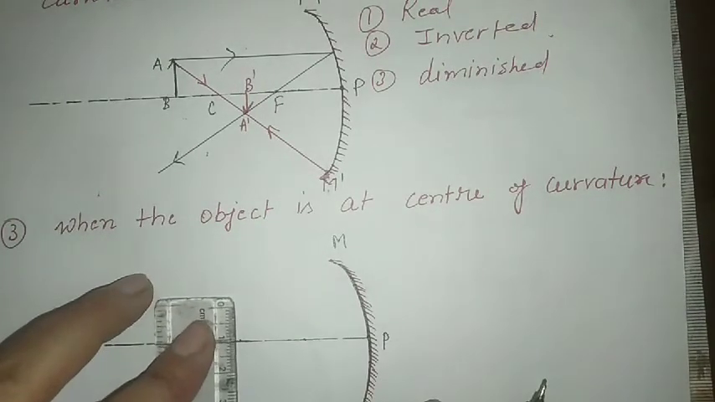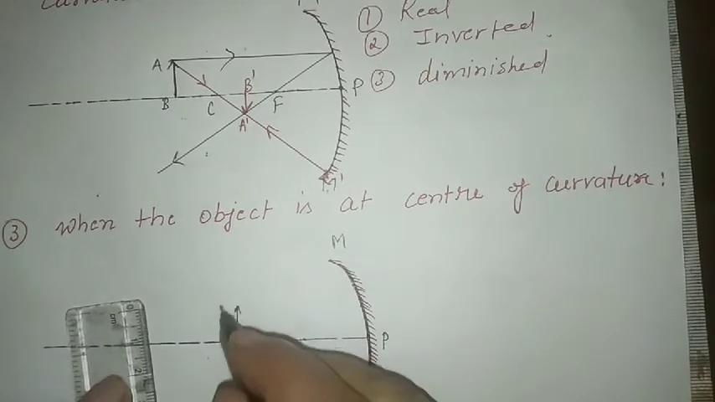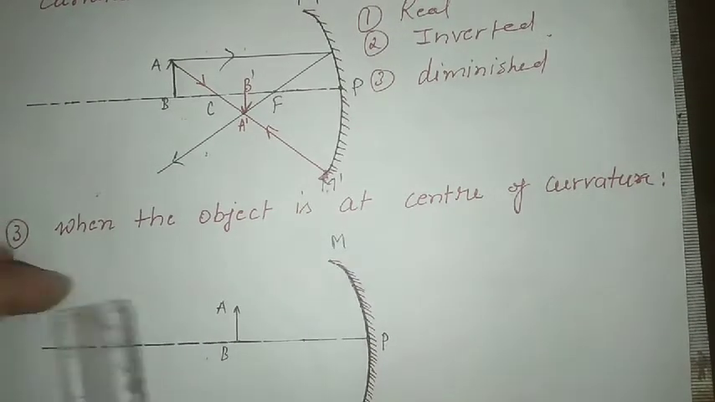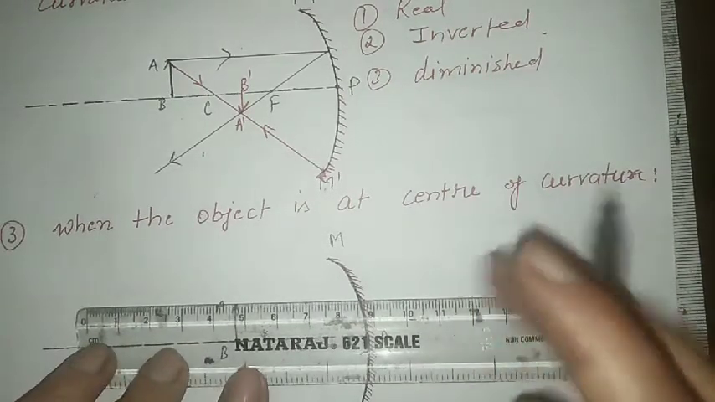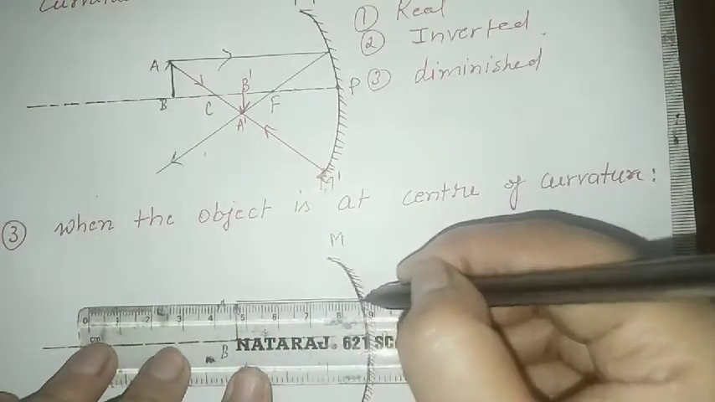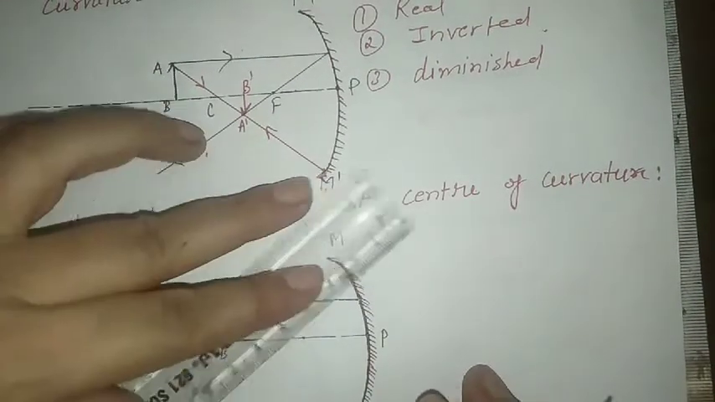So here is the center of curvature. This is the object placed here. This is A and B. So one ray is again parallel to the principal axis from the head, it became a little crooked, and passes through the focus.